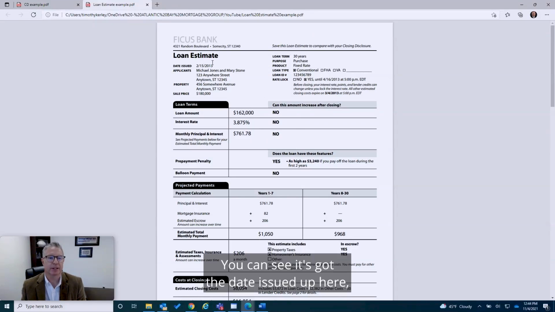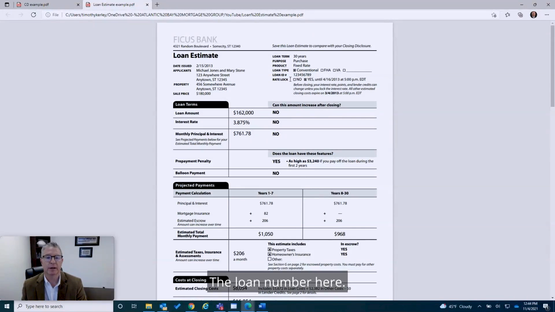You can see it's got the date issued up here, the applicants, the property address, the sales price. These folks are buying the home for $180,000. They're doing a 30-year loan. It's a purchase, not a refinance. It is a fixed rate loan, not a variable loan. It's a conventional loan as opposed to some of the other loan types. If it were FHA or VA or USDA, those would be checked.